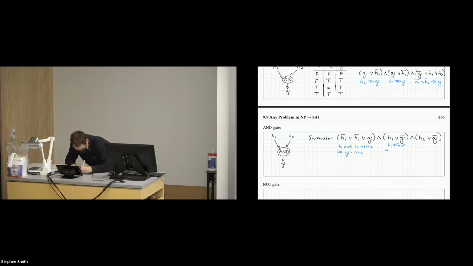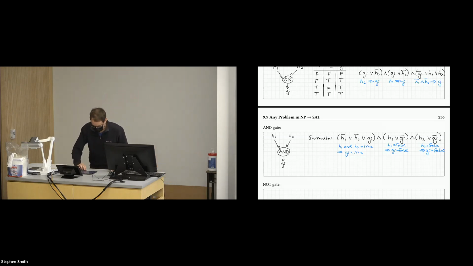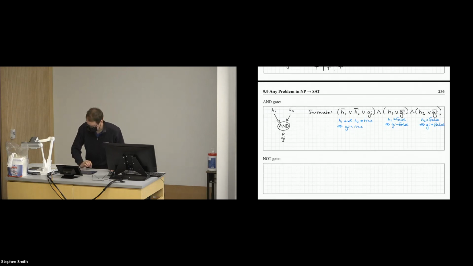This one is H1 equals false implies GI equals false, and this one is H2. Okay. Last one is a NOT gate.